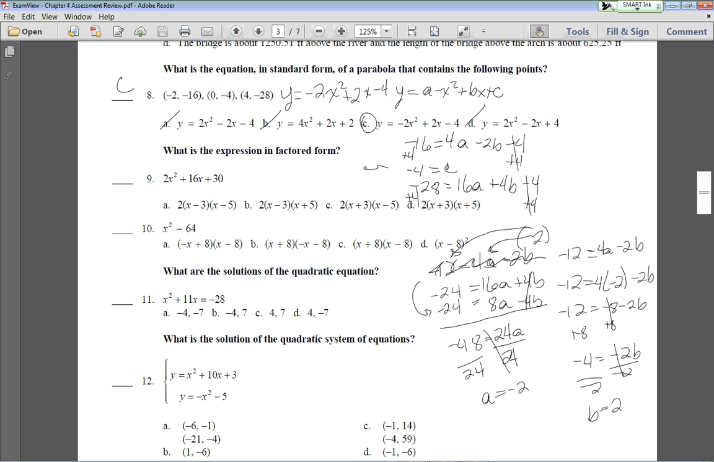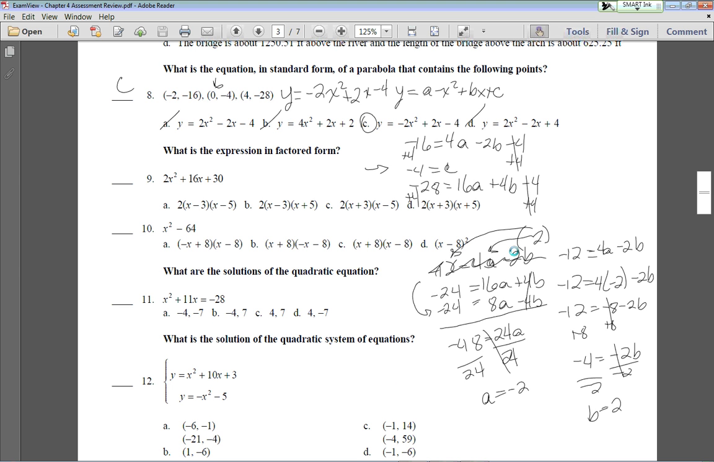Since for this one our x coordinate was 0, we know c is negative 4, so we simply replaced c with negative 4 on these two, and then we added it to the other side to get negative 12 equals 4a minus 2b, and negative 24 equals 16a plus 4b, okay?